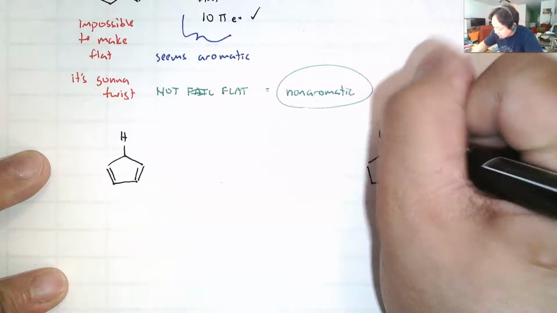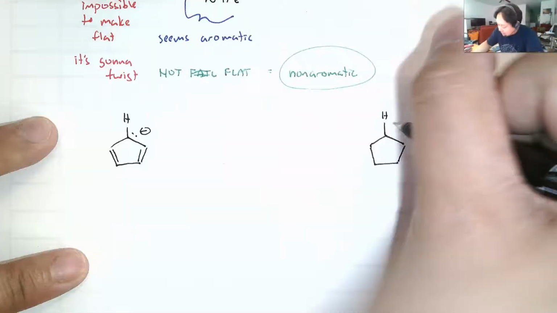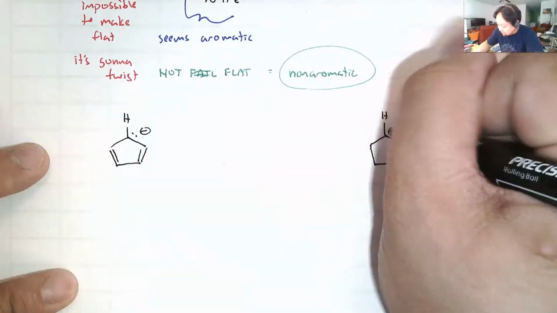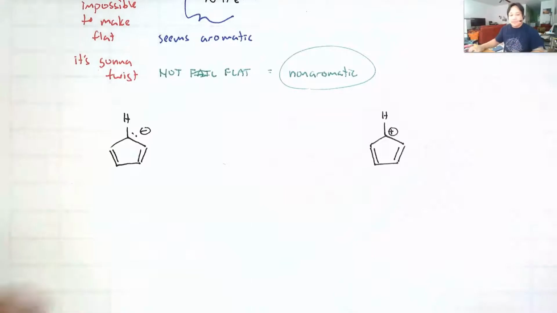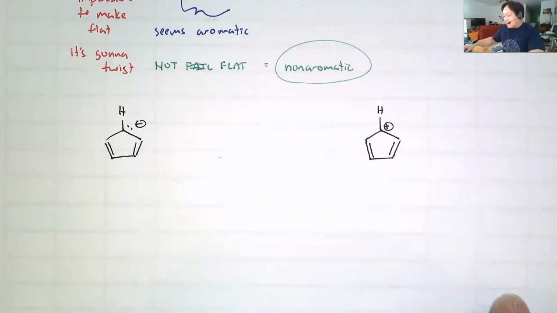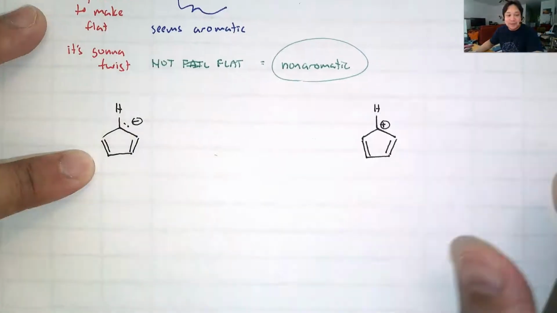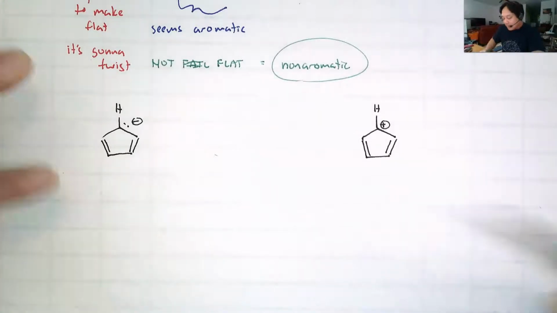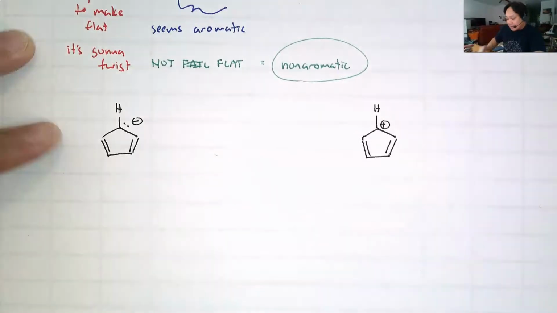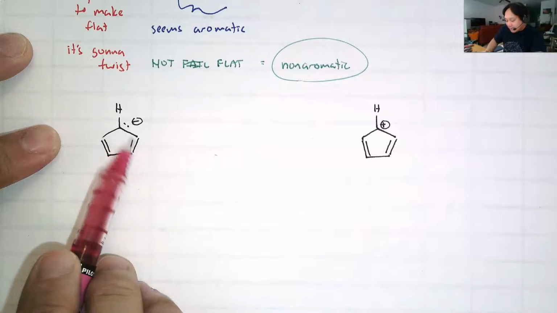These are going to be charged. The first one, let's make it minus. So there's a lone pair, and this is the second one. Okay. The first one. I'm not going to draw it, but can you see how this could have resonance?